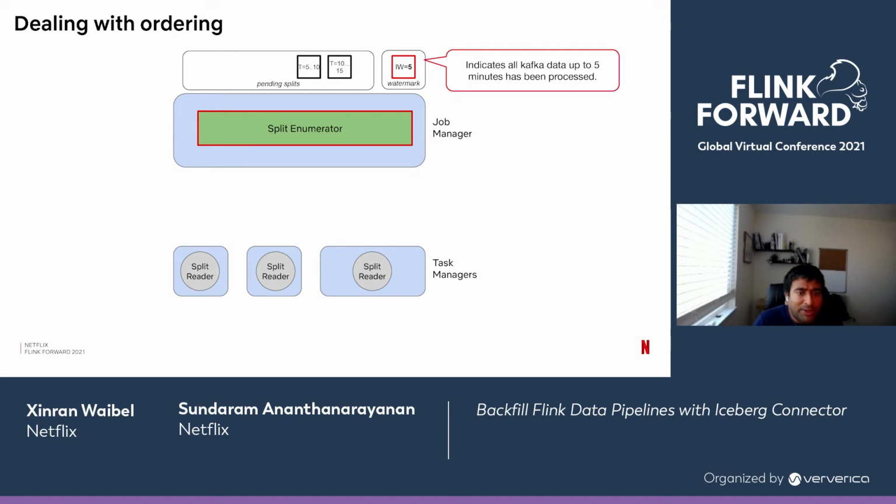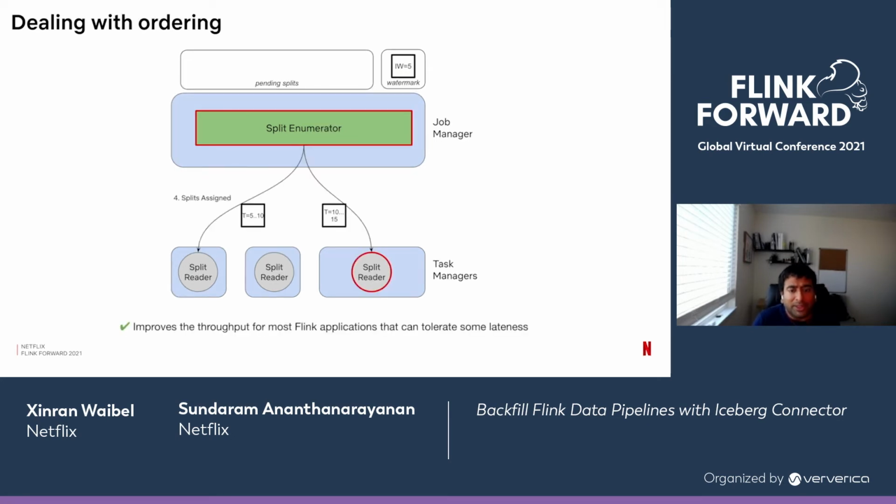Because the ingestion watermark has moved to the 5th minute, this implies that data till the 15th minute, 5 plus 10, can be read without violating any lateness constraint. Thus, splits 5 to 10 as well as split 10 to 15 will be assigned in parallel at this point. A nice property about this approach is that it solves the throughput problem of the previous approach while maintaining correctness for applications that can tolerate some lateness.